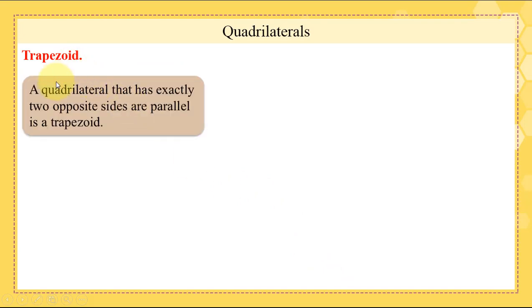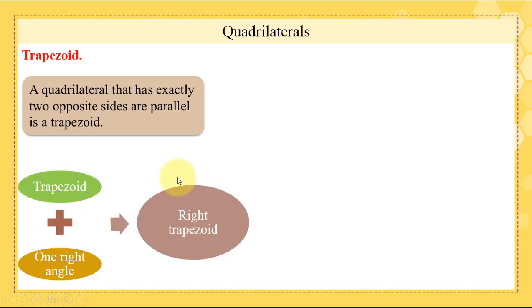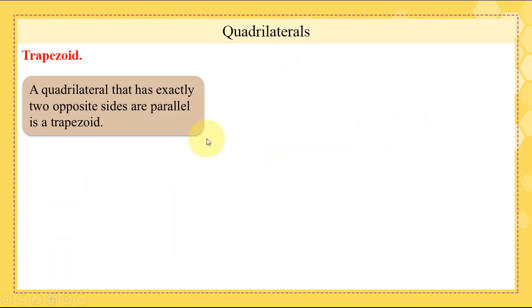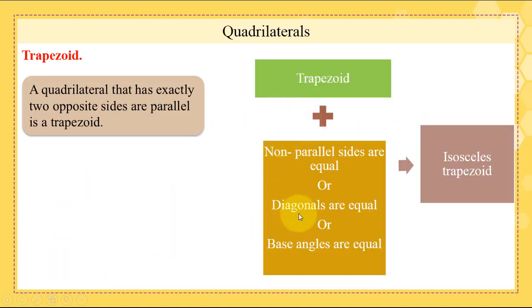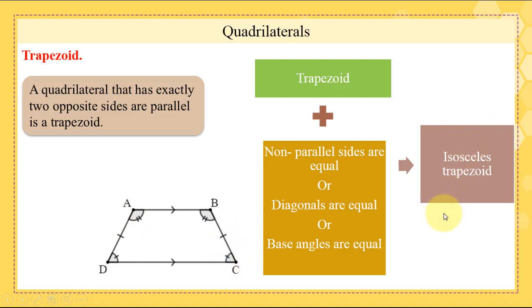Quadrilaterals. First, a trapezoid is a quadrilateral that has exactly two opposite sides parallel, AB parallel to DC. AD and BC are not parallel; they are the legs. Trapezoid plus one right angle is a right trapezoid. Also, if you have a trapezoid plus one of these additional properties: non-parallel sides are equal, AD equal to BC, or diagonals are equal, AC equal to BD, or angles at a base are equal, A equal to B or C equal to D, then this trapezoid will be an isosceles trapezoid.